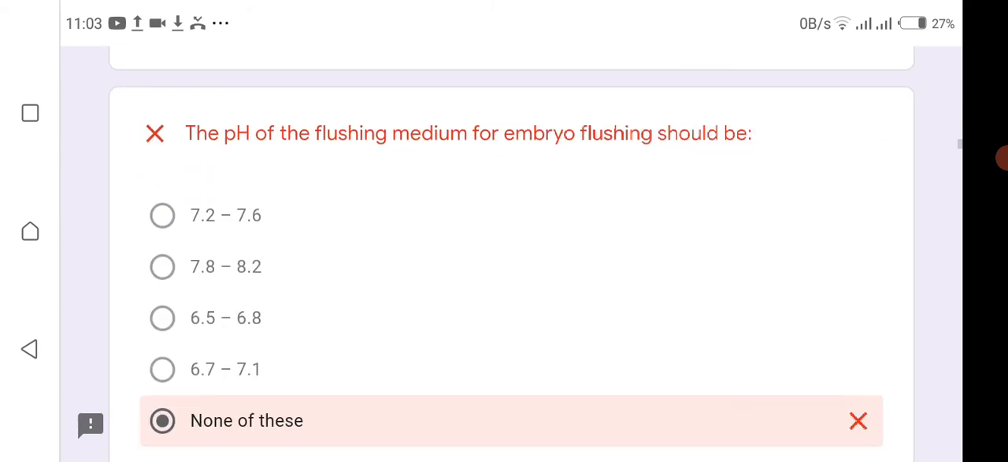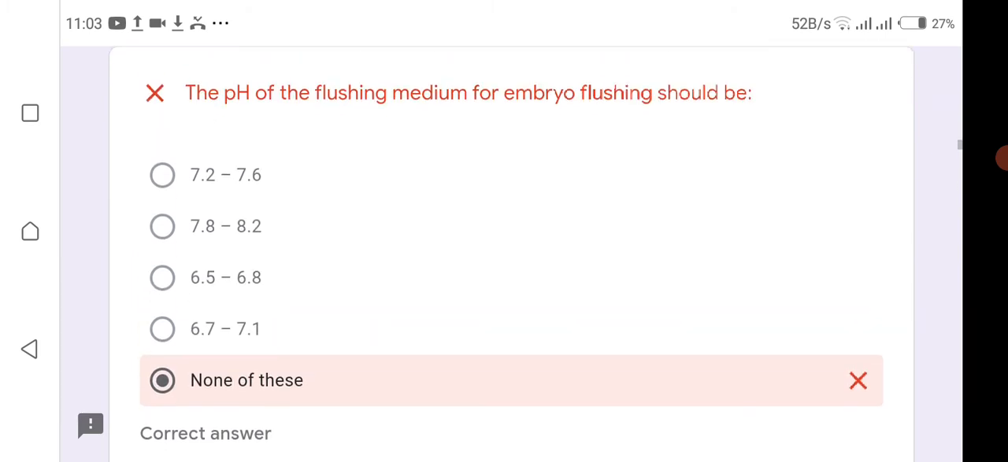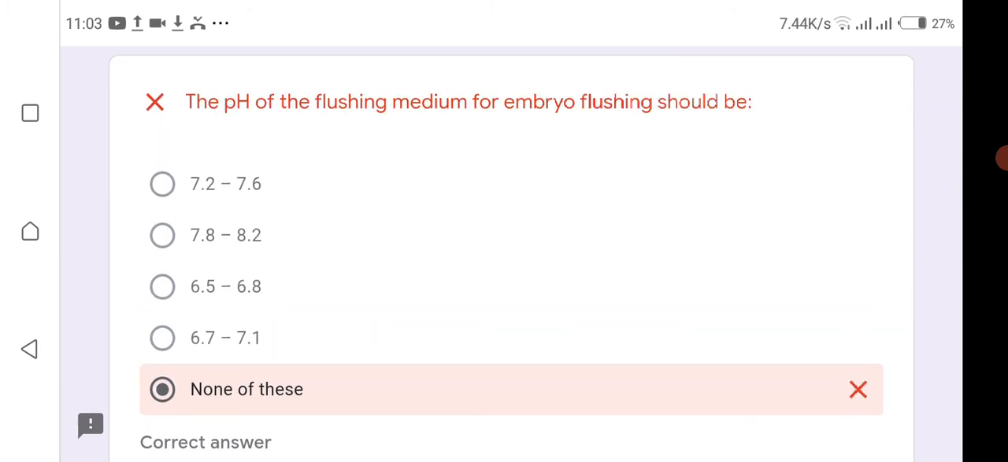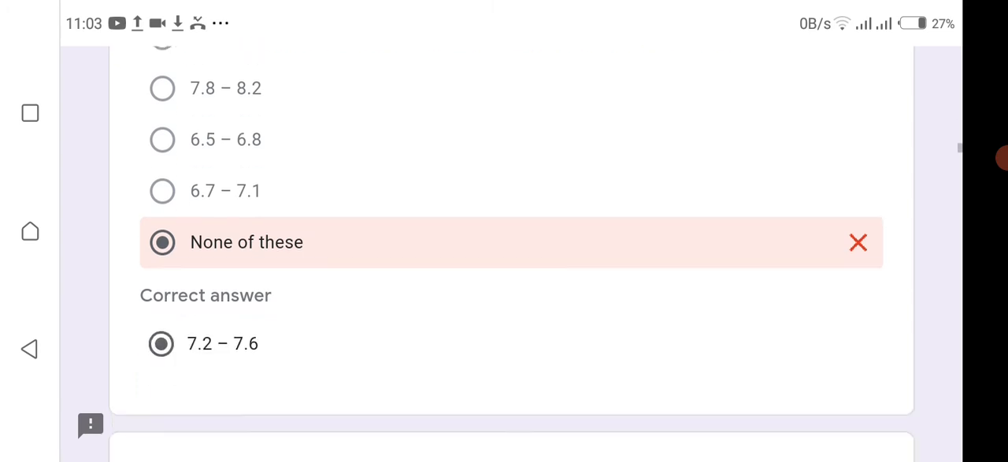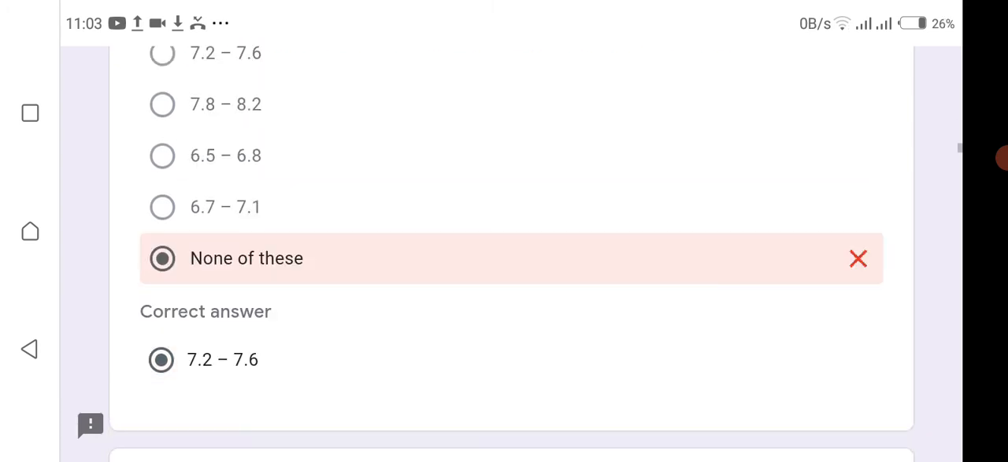The pH of flushing medium for embryo flushing should be 7.2 to 7.6. Slightly basic is the pH of flushing medium for embryo flushing. For embryo flushing, we need the medium of 7.2 to 7.6.